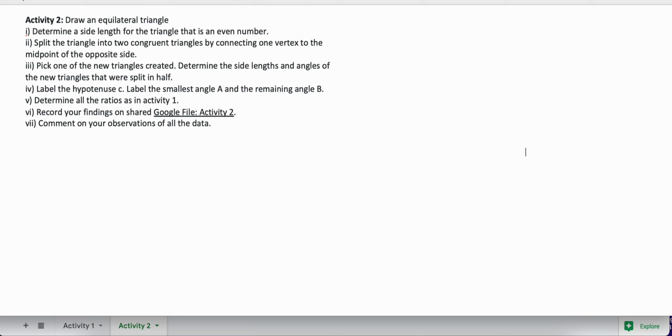For activity 2, it says draw an equilateral triangle. So here we go, all three sides are the same length, and now it says determine a side length for the triangle that is an even number. Okay, so we can just pick it as 2.